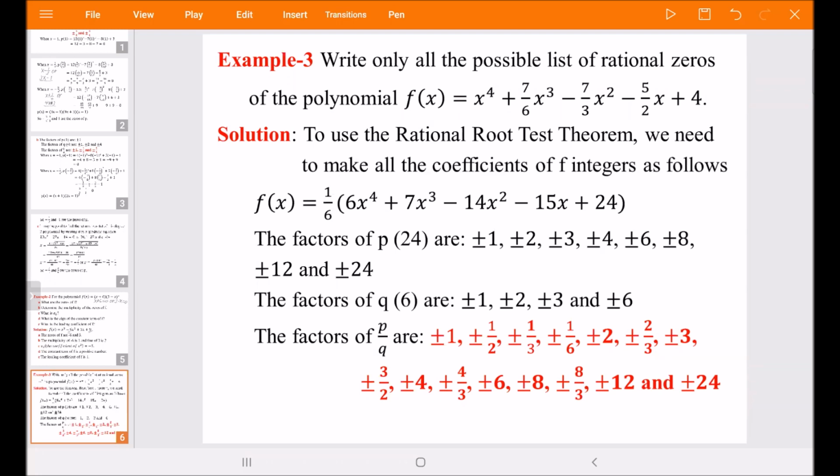So when we are multiplying 1 over 6 with a term that contains x to the power of 4, the result must be x to the power of 4. So it is equal to 6x to the power of 4, since 1 over 6 times 6x to the power of 4 is equal to x to the power of 4. Next, if you take 1 over 6, then we have 7x cubed. If you take 1 over 6, then this must be minus 14 in order to get minus 7 over 3x squared. So minus 14x squared.